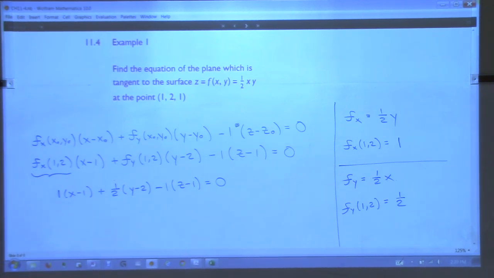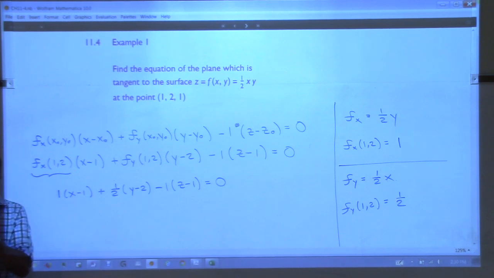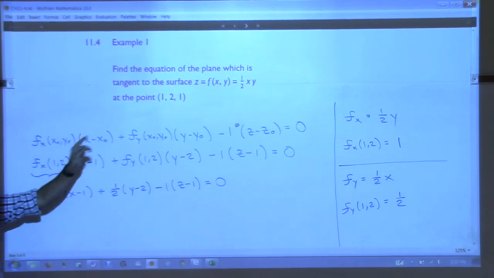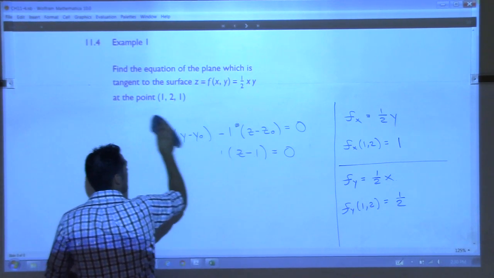All right. Yeah? So if we graph that plane, it should just touch our surface at the point 1, 2, 1, and it should be tangent to our surface. And I believe I have a visual for this, so we can just see what we just did.